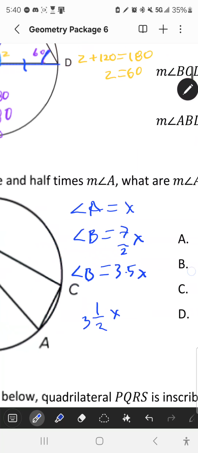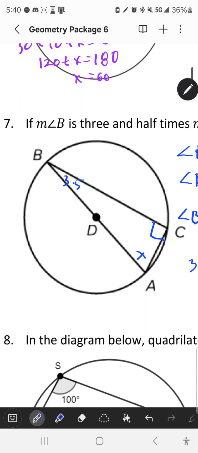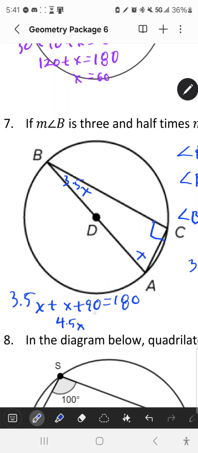What are the measures of A and B? We say that this is x, this is 3.5x, and this is 90. So 3.5x plus x plus 90 equals 180. 3.5x plus x equals 4.5x. And then 180 minus 90 is 90. Then we divide both sides by 4.5, and we have that x equals 20.